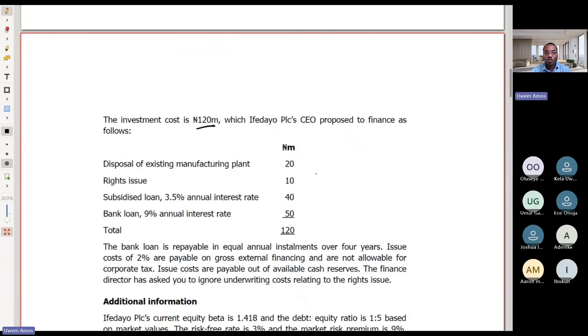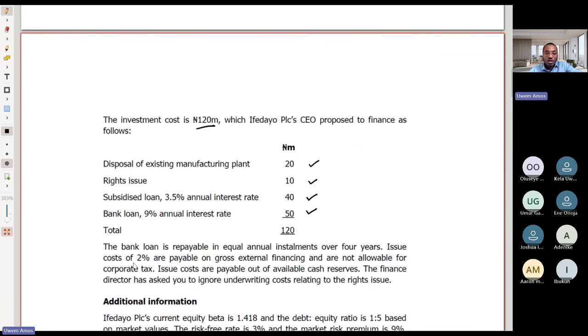So they intend to dispose of the existing manufacturing plant for 20 million. They intend to have a rights issue for 10 million. They intend to have a subsidized loan at 3.5% interest rate. They intend to borrow from the bank at 9% interest rate, total of 120. The bank loan is repayable in equal annual installments over 4 years. So repayment of principal and interest.